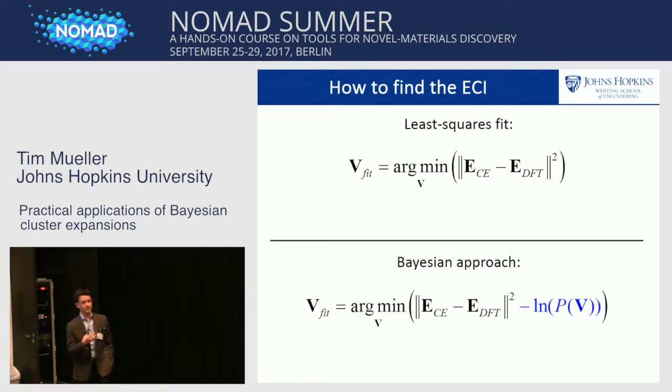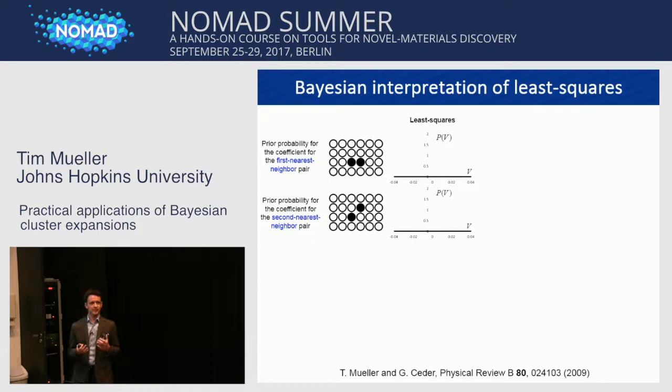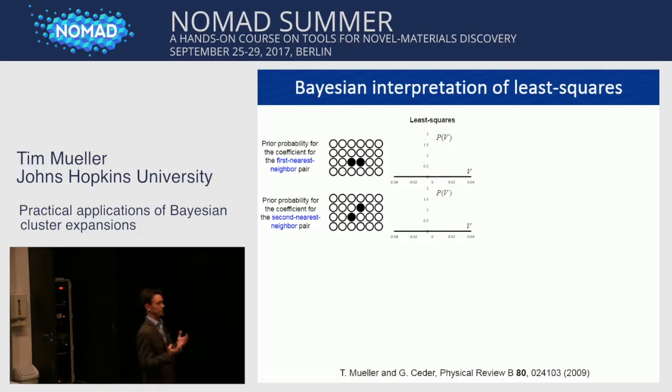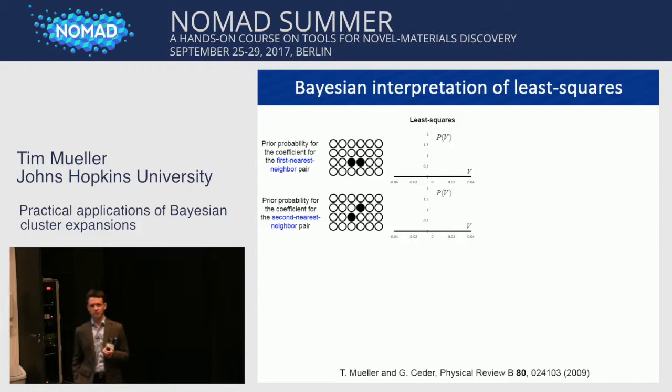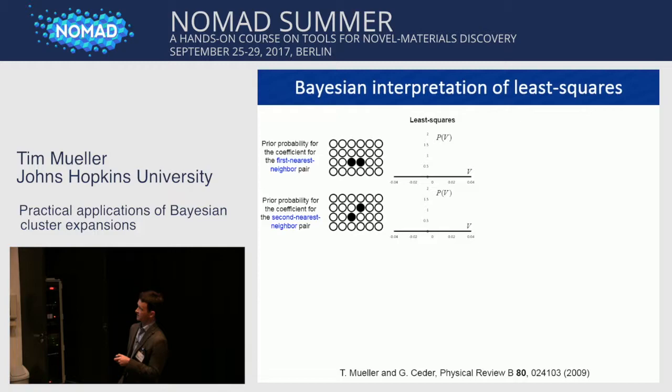And so this, I'll illustrate in the next slide here. Imagine I'm building a cluster expansion, and I decide that I'm going to do a least squares fit to the data, and I'm going to include in the cluster expansion nearest neighbor pairs and next nearest neighbor pairs. When you're doing a least squares fit, the prior probability distribution you're implicitly using is that all values for the corresponding ECI are equally likely. Basically, what's known as an improper prior, where you say every possible value is equally likely.